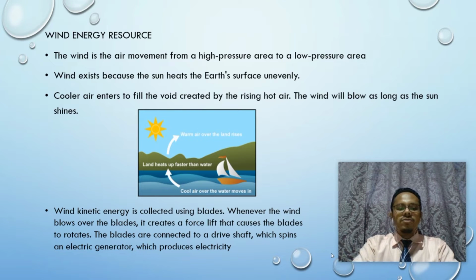Wind energy is also a combination of several factors, including the uneven heating of the Earth's atmosphere by solar radiation, variations in topology, and the rotation of the Earth. Wind kinetic energy is collected by using blades. Whenever the wind blows over the blades, it creates a lift force that causes the blades to rotate. The blades are connected to the drive shaft, which spins an electric generator which produces electricity.